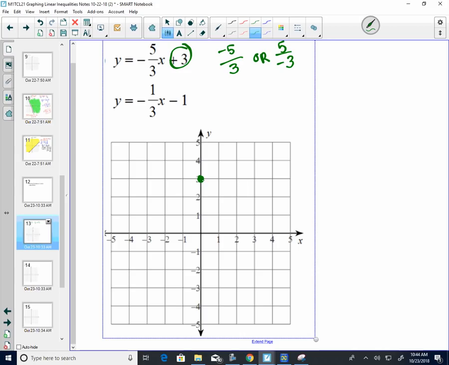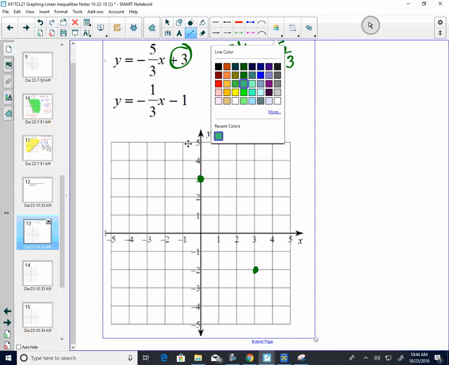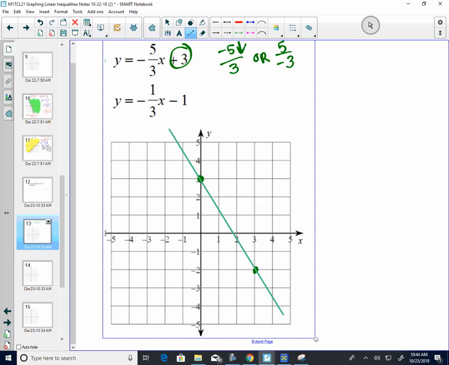So that means from this y-intercept, I can go down 5. 1, 2, 3, 4, 5. And I can go to the right 3. 1, 2, 3. And now I have 2 points on my line. So I can connect them with a line. Let's make it green here so we can see. And I have graphed the first line. I am done with that.